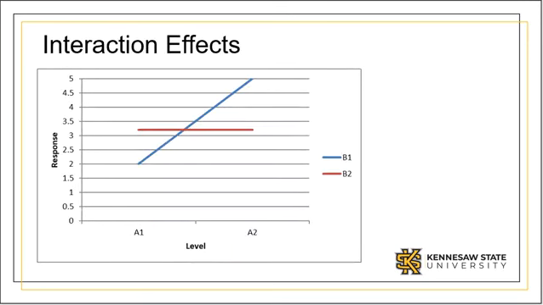Now let's consider this plot. There is a main effect for factor A, but there is not a main effect for factor B. We do, however, have an interaction effect.